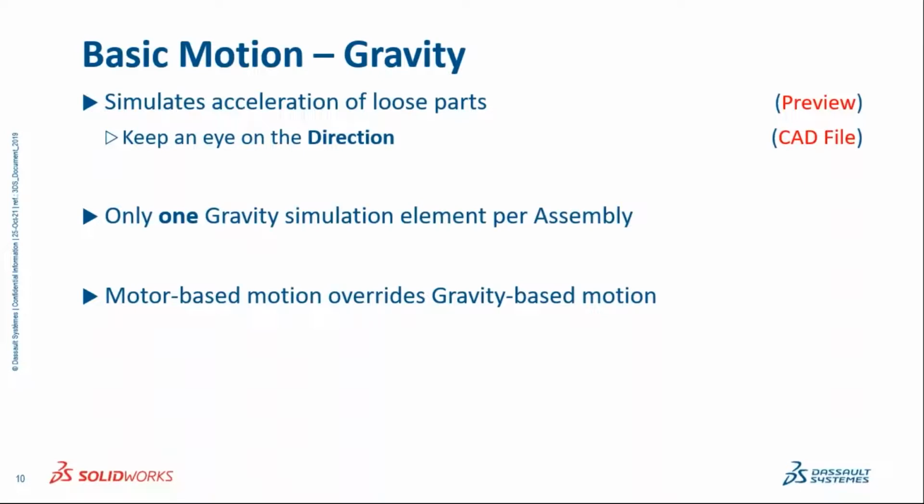The last thing I want to mention is that if you have a linear motor moving a ball to the left, and the gravity is actually pulling the ball to the right, in SolidWorks, motion based on motors actually overrides motion that's based on gravity. So just keep that in mind. If you have gravity pulling a ball down and for some reason you find it moving upwards, that's probably because you have a motor that's moving it in the other direction.